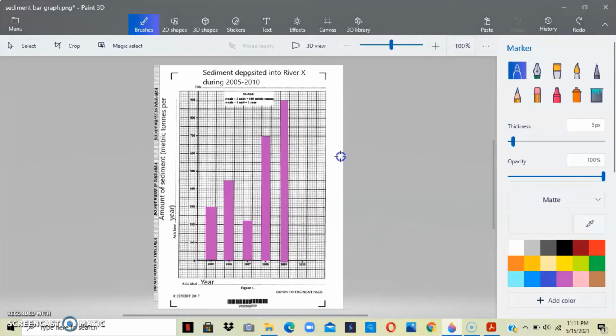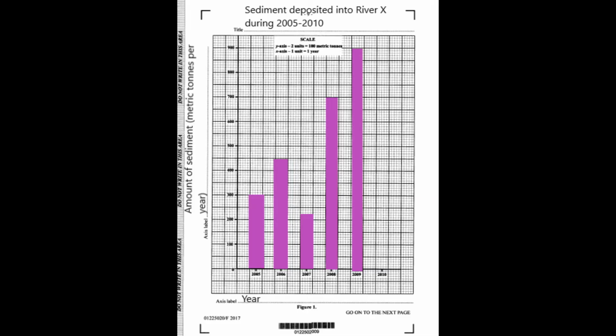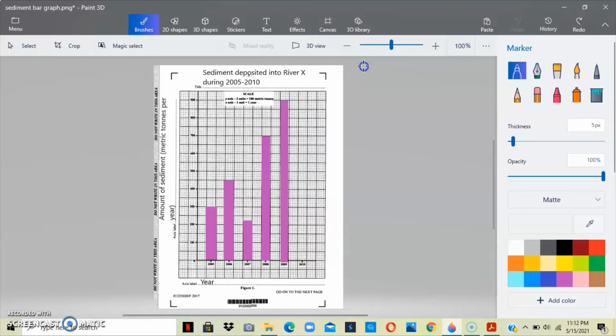So I've gone ahead and basically done the graph for you so that you can see. It's a bar graph, so your bars should be evenly spaced. On the x-axis, you have the year, and on the y-axis, you have the amount of sediment that is deposited. The scale is already there for you, as well as the title, which is Sediment Deposited into River X during 2005 and 2010. A copy of this will be made available down below, so you can always have access to this information.